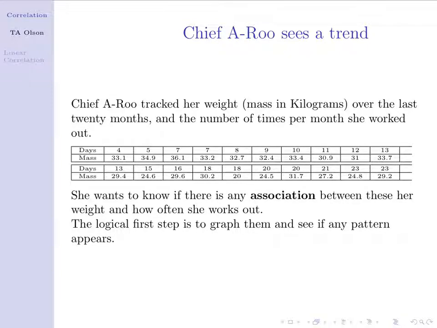Now, the logical first step is to graph them and see if any pattern appears. Because if there's any pattern, then there's probably some idea that there's an association between the two. One might cause the other, or the two might be affected by an external factor. And this will tell us if there's some kind of association.